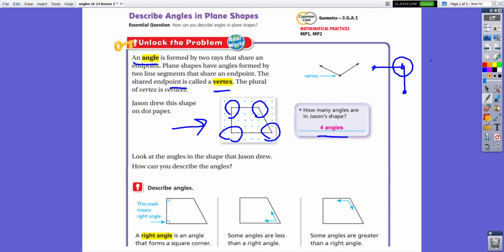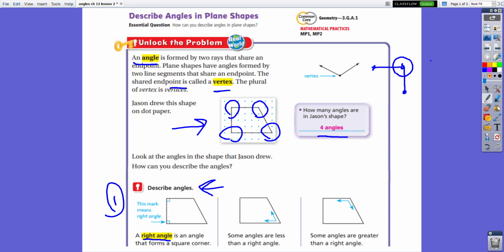So we have a lot of shapes that have different angles. And now here, describe angles. We will see different types of angles. The first angle that we will talk about today is right angle, as you can see in the highlighted yellow words here. Right angle. What does right angle mean? What does angle mean again? Angle means the area that is connecting two line segments together. What does right angle mean?